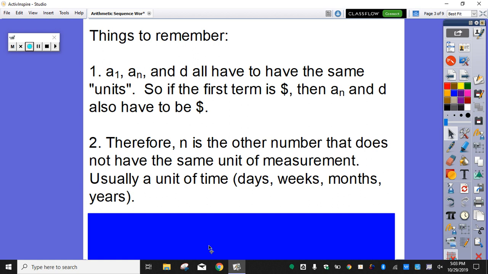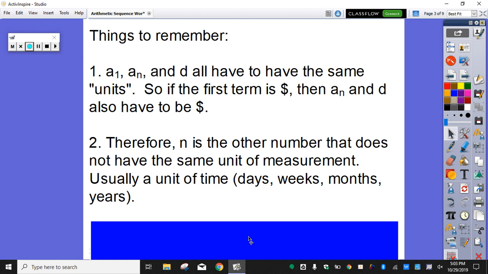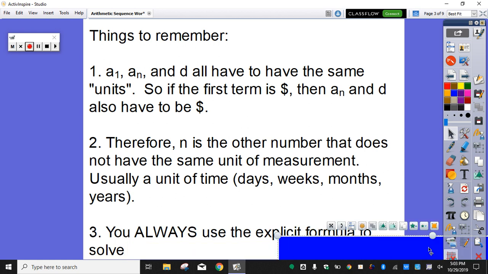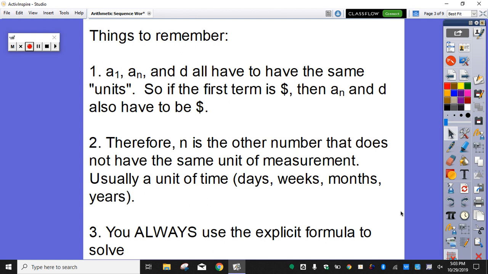Also, in addition to that, n is the other number that does not have the same unit of measurement. So usually it's a unit of time, days, weeks, months, or years, but that's not necessarily true. But it's a huge hint as to how to organize your information. The stuff with the same units, those are your terms and your common difference. n is your term number, usually time. And then the last thing is you always use the explicit formula to solve these. We've discussed this in class. Recursive is really only useful in spreadsheets. So default to the explicit formula.